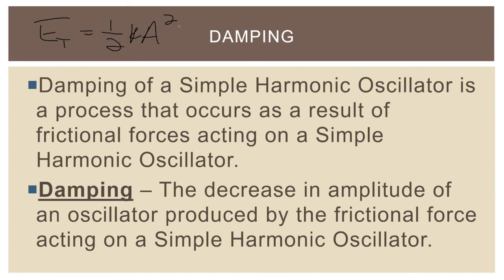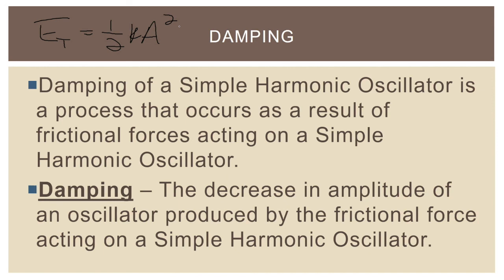Damping is a physical phenomenon known as the decrease in amplitude of an oscillator produced by the frictional force acting on a simple harmonic oscillator. When friction acts on a simple harmonic oscillator, it is referred to as a damping effect. And that effect manifests itself in a decrease in the amplitude of the oscillator. Take a second to pause this video here and write that down. And when you hit play, we'll move on.